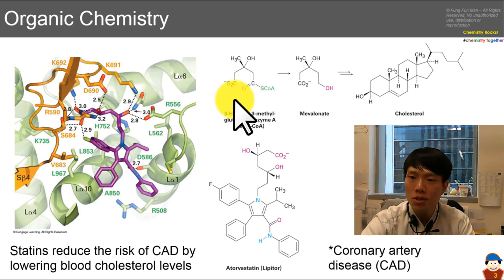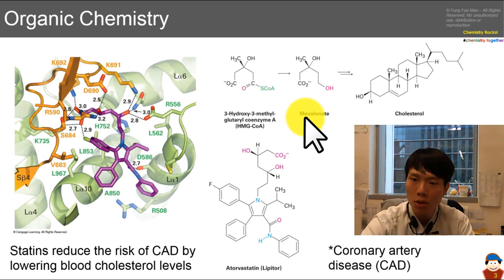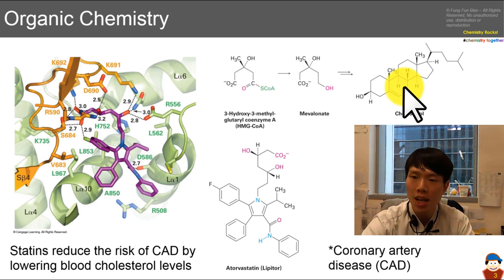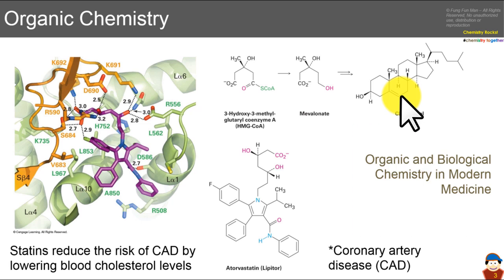Now in 3-hydroxyl-3-methyl glutarate coenzyme A, in short we call it HMG-CoA, to the conversion of mevalonate. Now this is a crucial step in the biosynthesis of cholesterol. We know that cholesterol is good for the body, but it is also harmful. Too much of something is bad enough. So we need to control the amount of cholesterol in the body. And if it's too much, what do we do then?